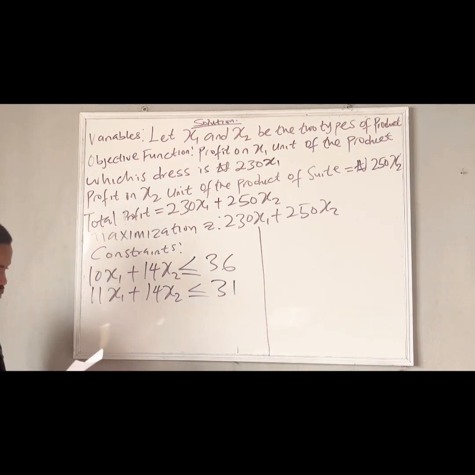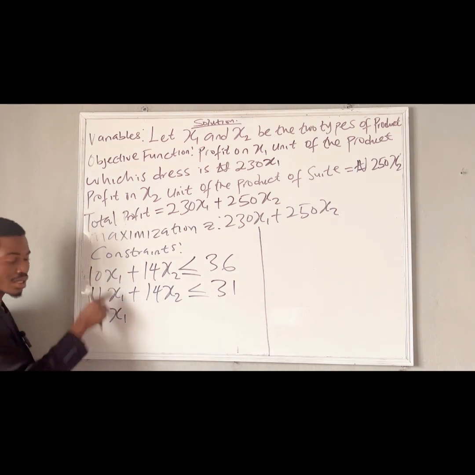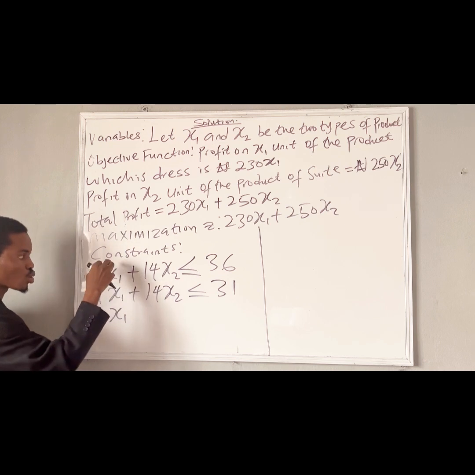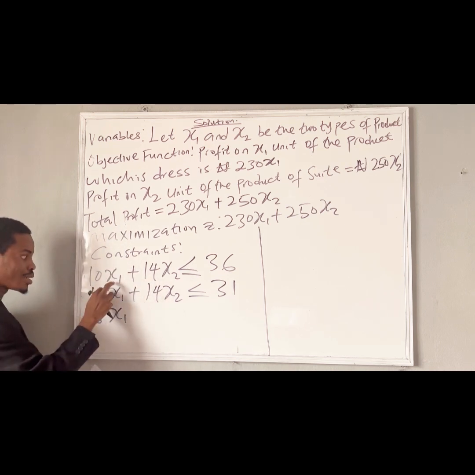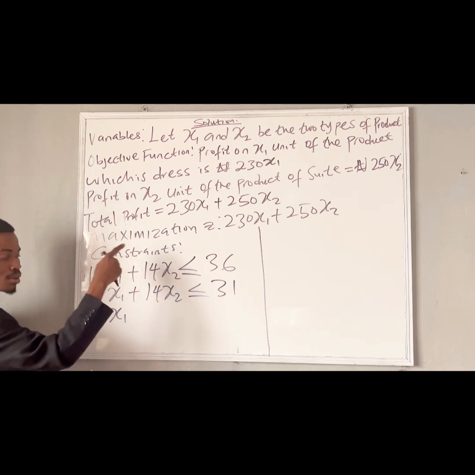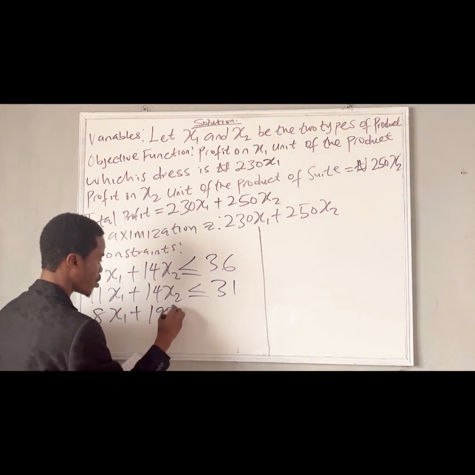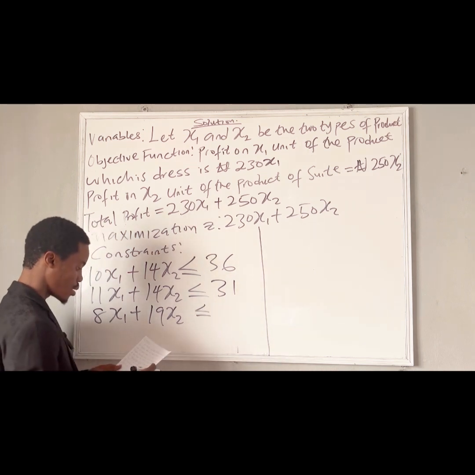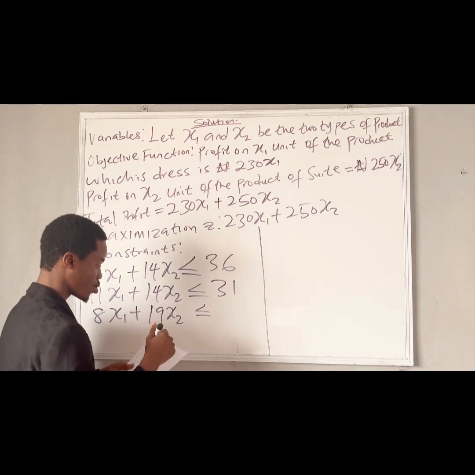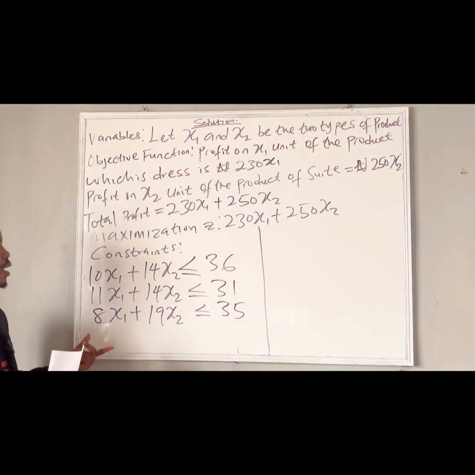So our last constraint is 8 square meters of wool on dress. This is for dress, and this is for suit. So this is cotton, zinc, wool for dress, and cotton, zinc, wool for suit. For the last one, we have 19 square meters of wool, so 19x2, is less than or equal to 35. So these are our constraints.